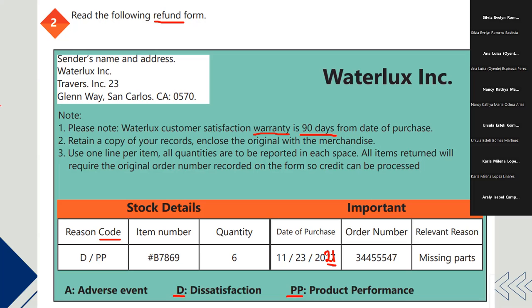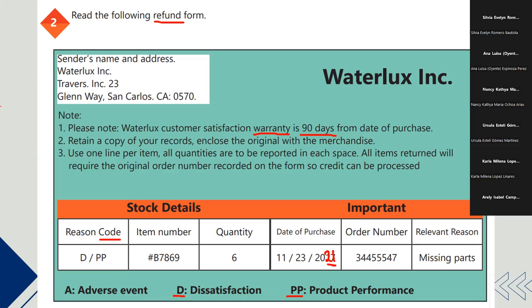What does merchandise mean? Merchandise. Yes, la mercancía. Ah, okay. When it says retain a copy of your records and enclose the original with the merchandise, significa que va a agregar, enclose como agregar, ¿verdad? El original, la factura original, con la mercancía. Exacto. Porque quiere un refund, ¿verdad?